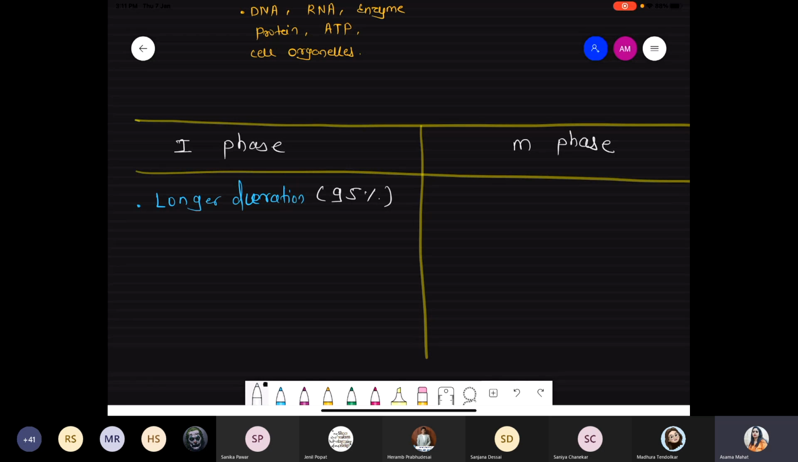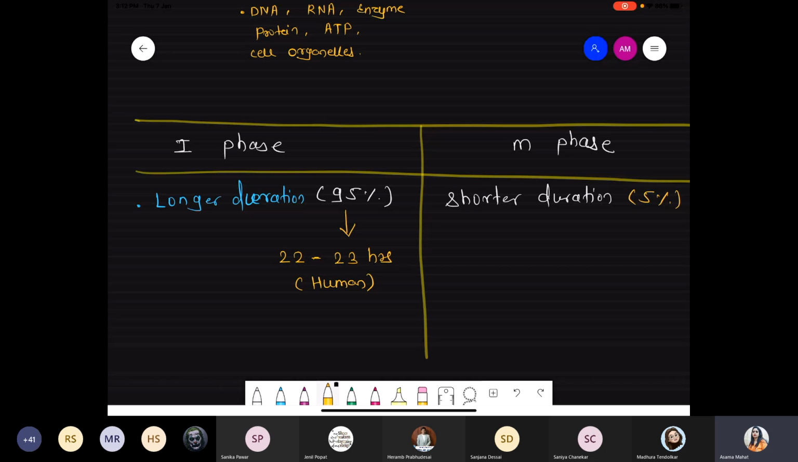When you compare, the M phase is basically a very dramatic phase. A lot of drama is happening, in the sense that it's very short. Out of 24 hours, just 5% of the time is required to complete the M phase. So if I tell you how much time it takes for the human, 95% means you can consider approximately 22 to 23 hours are required for the I phase, because the human cell cycle requires 24 hours.